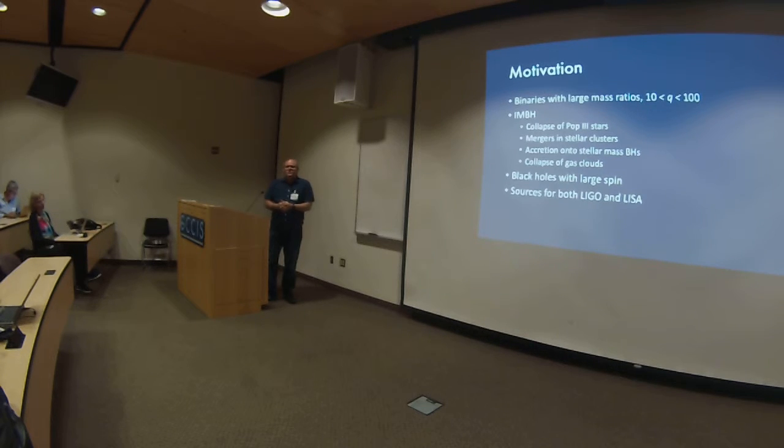Our motivation is to look at problems that require a lot of resolution and computational power. One of those is binaries of high mass ratios. These can be intermediate mass black holes that form binaries where the mass ratio is, say, up to 100. These could form in various ways. There are some really fascinating questions that relate to these intermediate mass black holes about where they come from and where they may be, and so on.